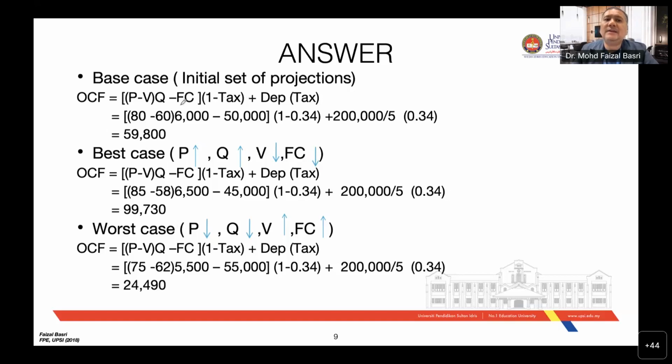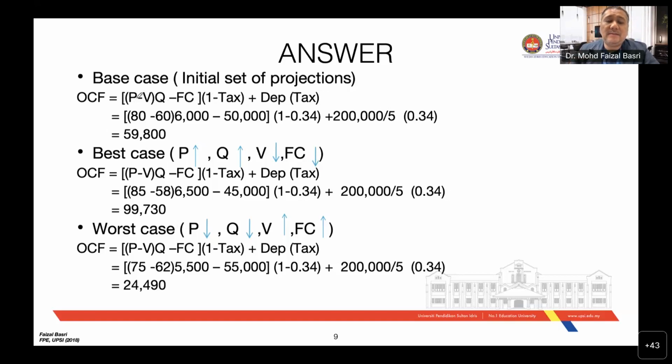Okay, this is the profit after tax. Okay, ataupun ni tadi minus FC, this is basically sepatutnya operating profit, operating profit, multiply with 1 minus tax to give you the net profits, and then we add on with the depreciation after tax. Okay, depreciation after tax.